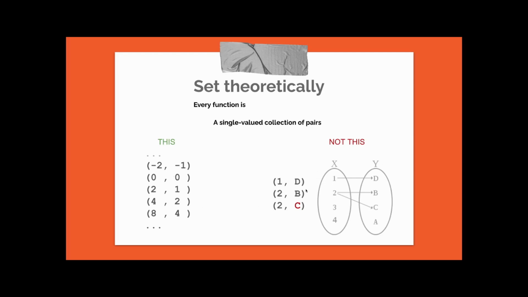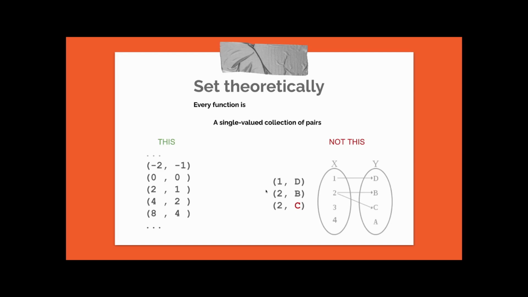But what you can see on the right-hand side is not a function, because we provided 1 as an input and we received D as an output. Everything's okay. We provided 2 as an input. We received B as an output. Still, everything's okay. But if we provided 2 a second time and we received C as the output, this is not a function. This is a relation. A function becomes a relation when the rule of one output per input is not satisfied.